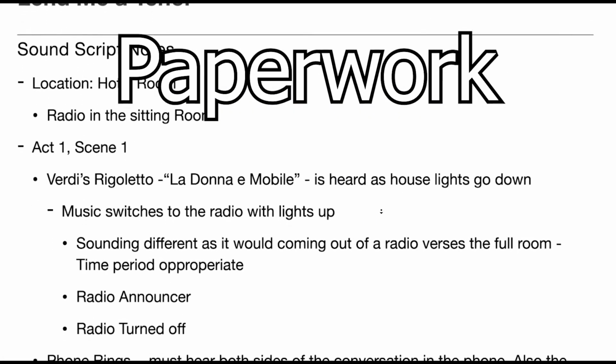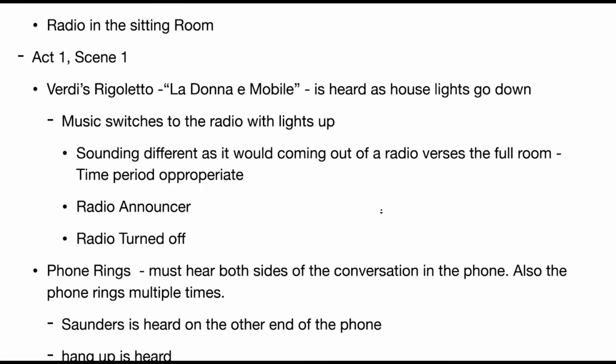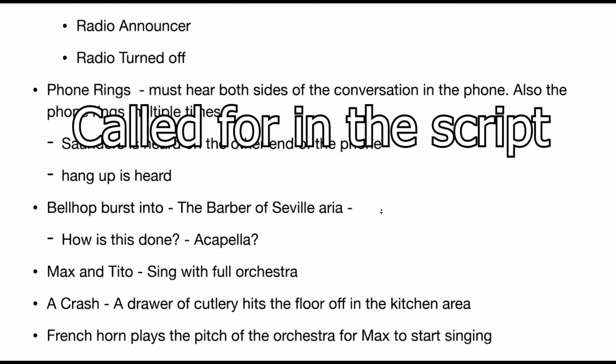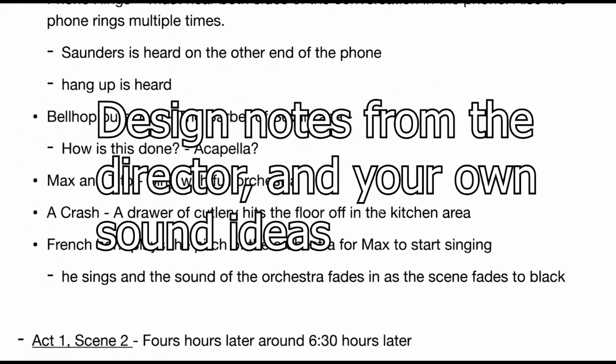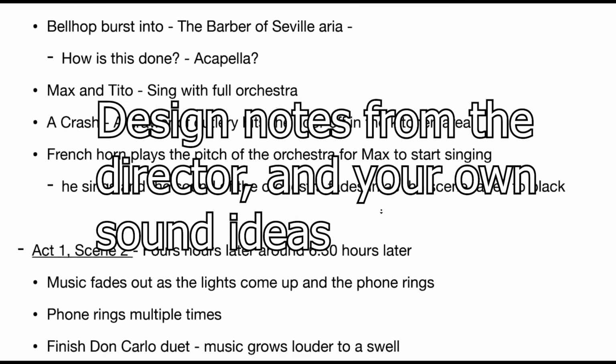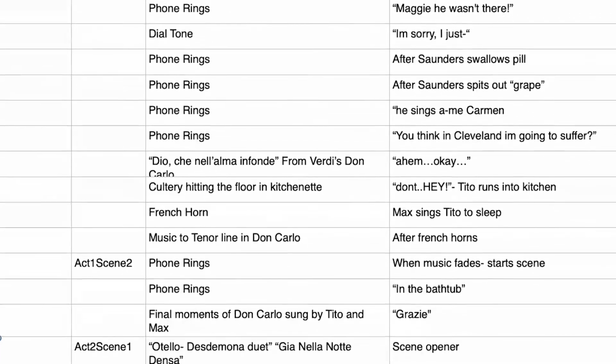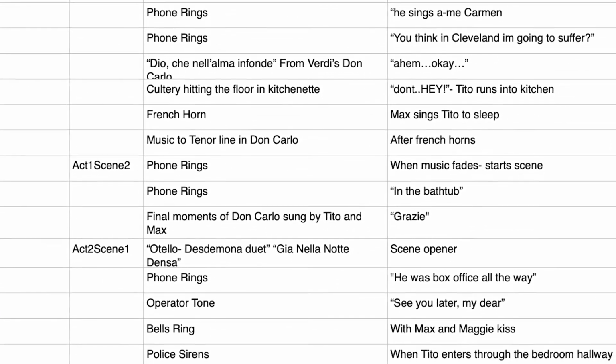Paperwork is very important. It helps you prepare for your design. First, you make a rough list of sound designs called for in the script, design notes from the director, and add in your own sound ideas. Next, you make a cue list, which is gone over with the director and the stage manager.